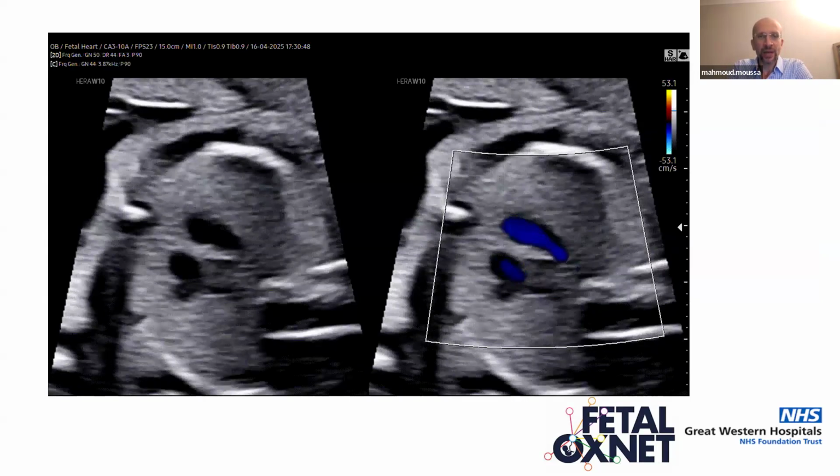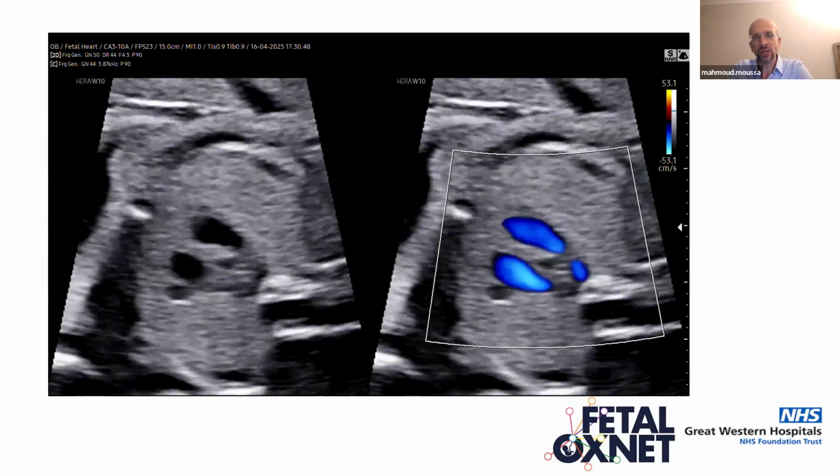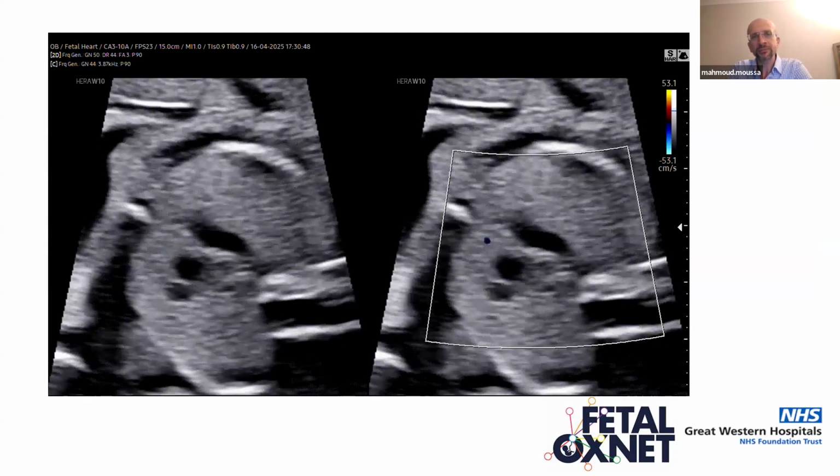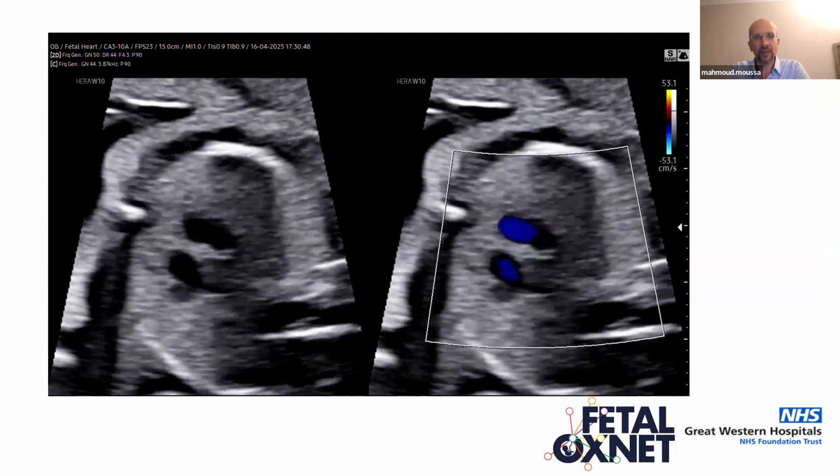In this clip here, you can see the two vessels are encircling the trachea, one on the right and one on the left, which give you the typical appearance of a U-shape.